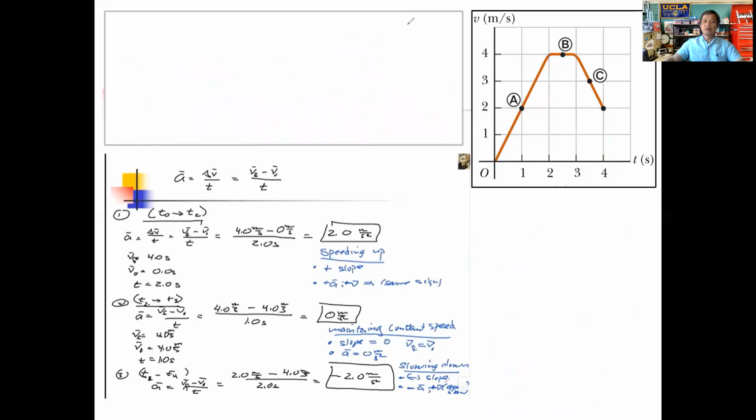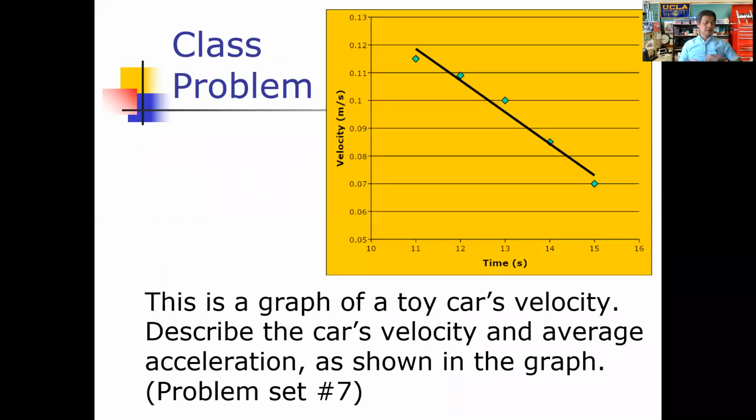Let's go ahead and take a look at the problem here. I want you to take about a couple minutes to work out this problem, and then we'll go over it together. What I'd like you to do is draw the picture here. Let's go ahead and practice drawing that picture. This picture will be pretty straightforward, but let me ask you to work on this problem here. Draw the picture and then describe the car's velocity, this toy car's velocity, and calculate its acceleration, its average acceleration. Okay, so go ahead and get that done.